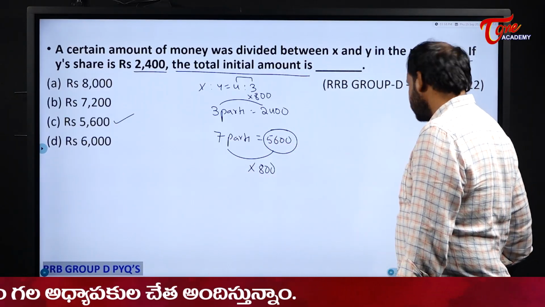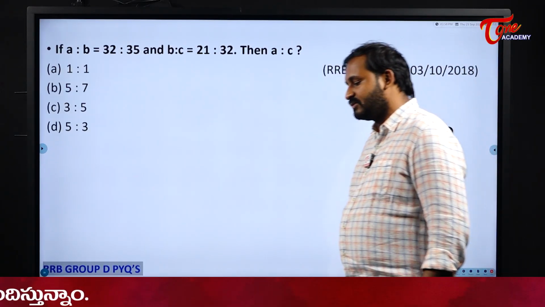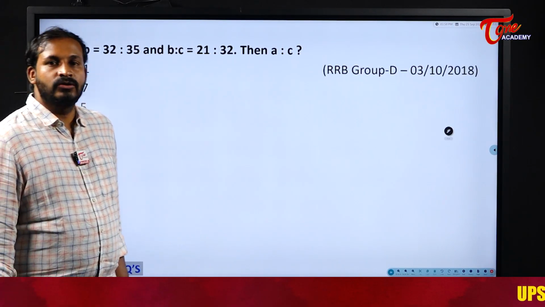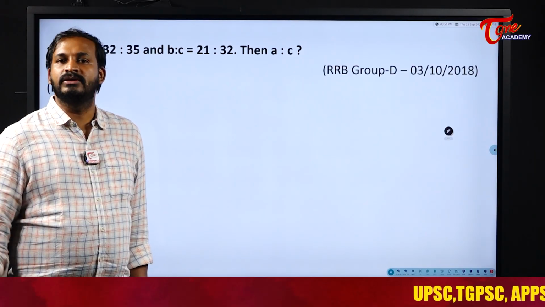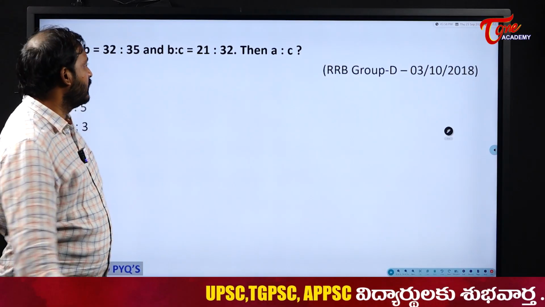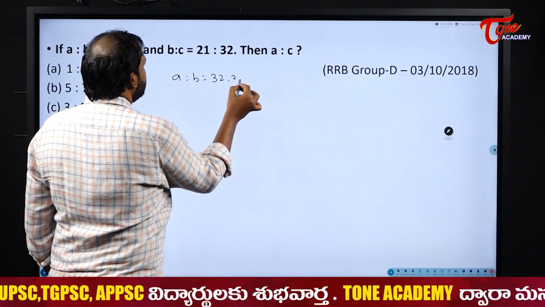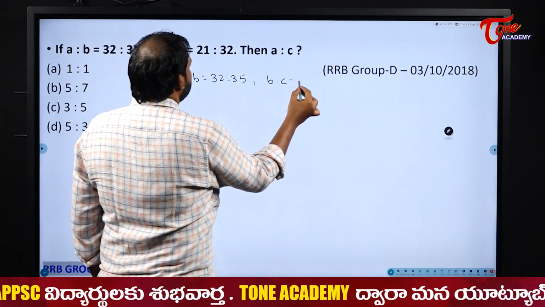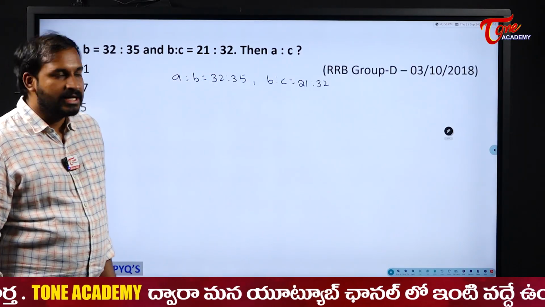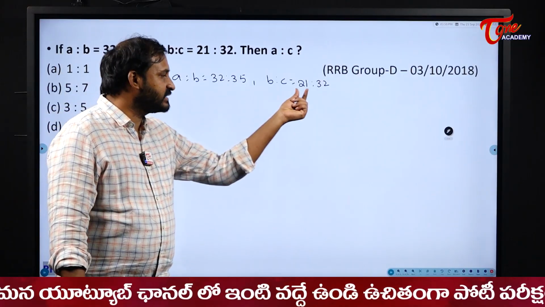Alright, next one. If A is to B is equal to 32 is to 35, and B is to C is 21 is to 32, then A is to C is what? Now see here, students, we already discussed this in ratio and proportions. To join any two ratios, we should have a common term. Here B is the common term, so I can join, but the common term's portion should be equal. Here B is 35 parts and here it is 21 parts.